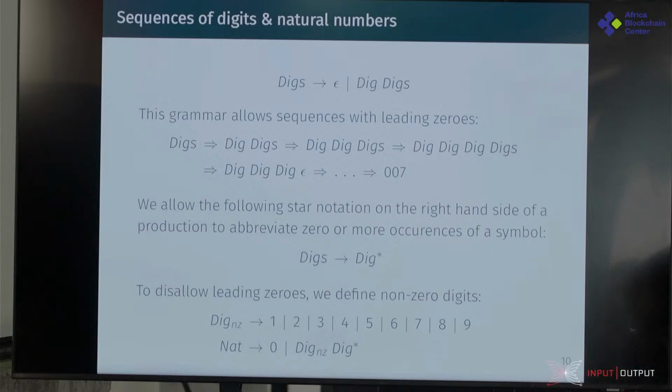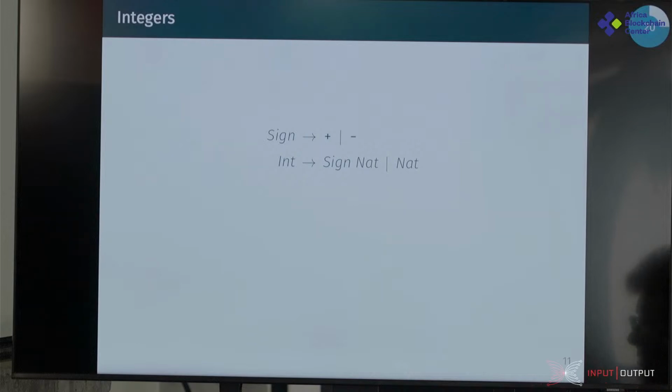Right. And if we wanted to do integers, we could define sign as either plus or minus, and then an integer could be sign followed by nat, or nat. But this, for example, would also allow something like plus 5. So we could alternatively just have minus nat or nat. And even maybe forbid the 0, I mean minus 0. But this would allow minus 0 as well.